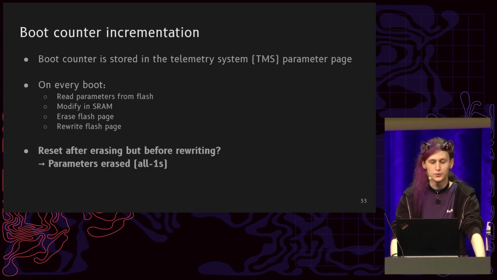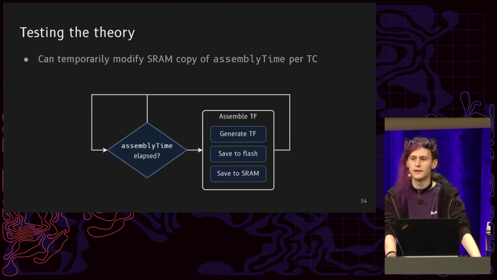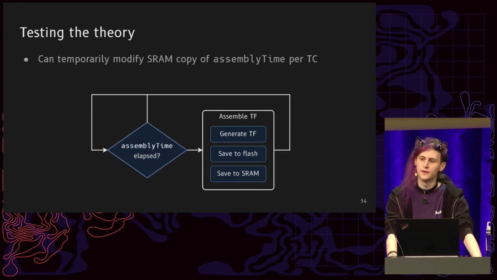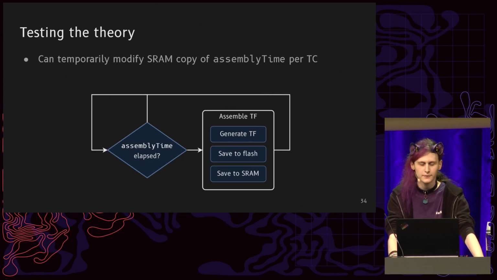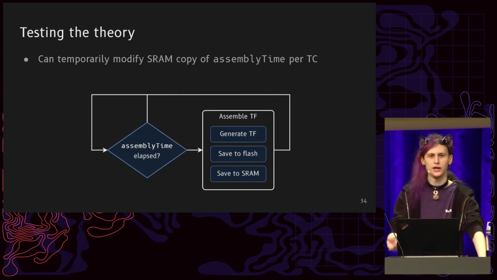So now it's time to test the theory. And we can do that because there's a telecommand that temporarily lets us adjust this assembly time variable. And so we can try changing it back and see if that helps. We can't change any of the other parameters in that section back, unfortunately. But we can change that one, and that should be good enough to get us some telemetry at least.